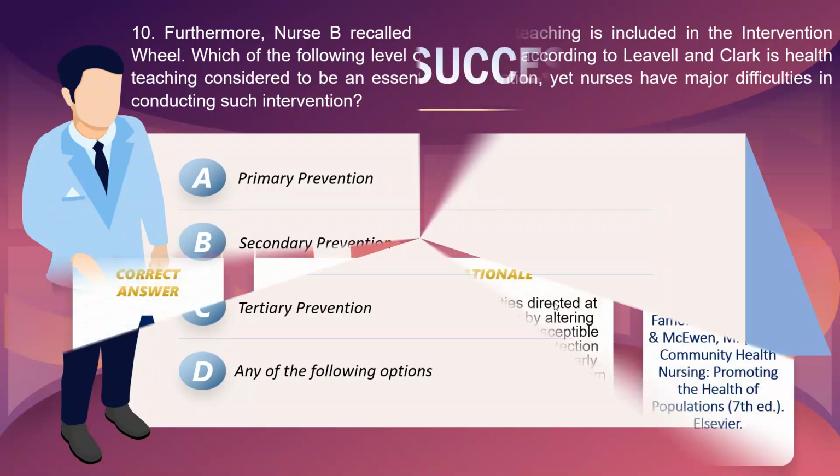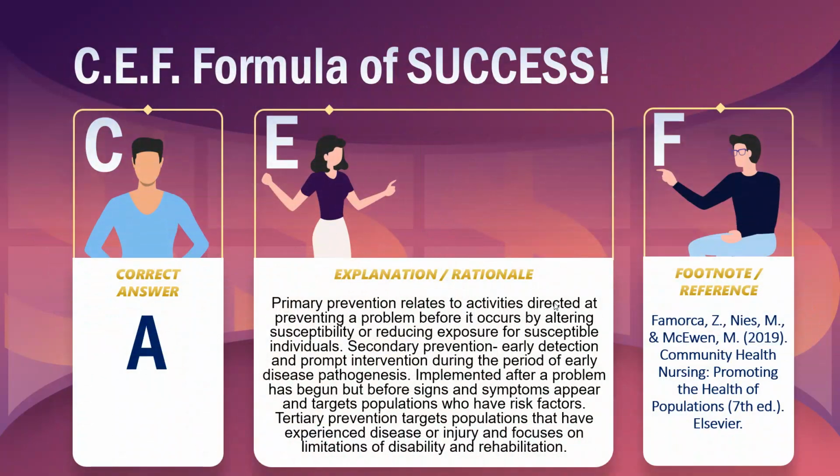Because when we talk about primary prevention, this relates to activities directed at preventing a problem before it occurs by altering susceptibility or reducing exposure to susceptible individuals. So the patient here is actually still healthy, and the nurse will have difficulty giving the health teaching, because the patient probably will not listen to you. It becomes easier for the nurse to develop the health teaching when the patient is in tertiary prevention, because this patient is already in the rehabilitation phase. So number 10 is letter A.